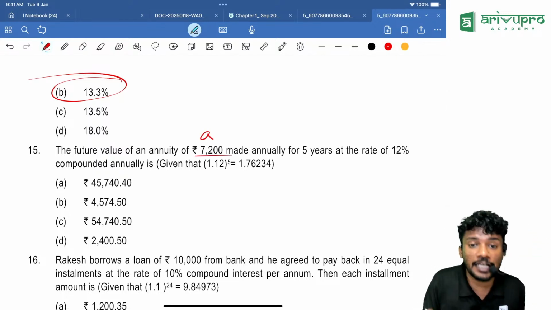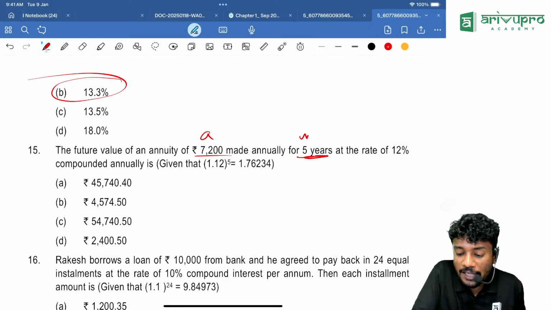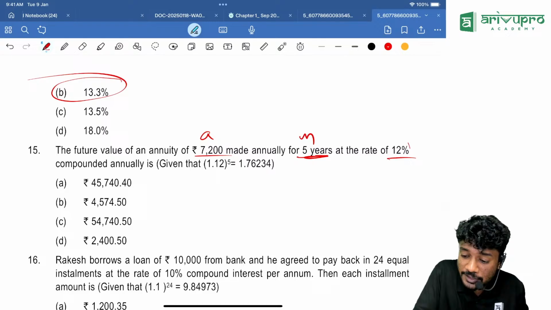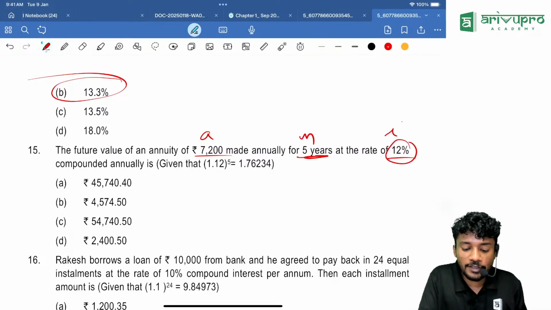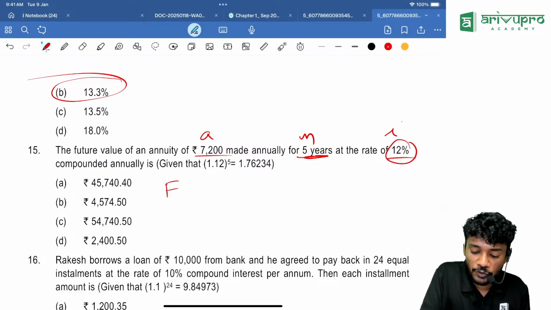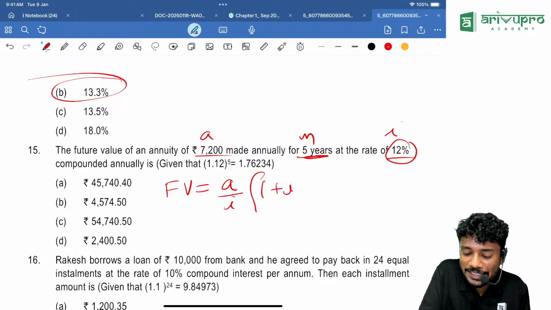Next question, people. The future value of an annuity of 7,200 made annually. That means A value is how much? 7,200. For how many years? 5 years. Then rate of interest 12%. That means I is equal to 12%. What is the formula we are going to use? Future value is equal to A by I into 1 plus I the whole power n minus 1.